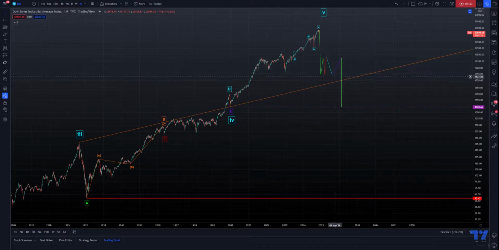Now, obviously, this is just an estimate based on some symmetry. The move down could either happen really sharp. We all know that markets go down faster than they go up. When they go up, it's like taking the staircase. When they go down, it's like taking an express elevator.